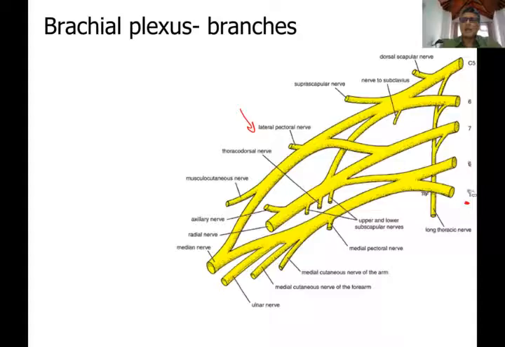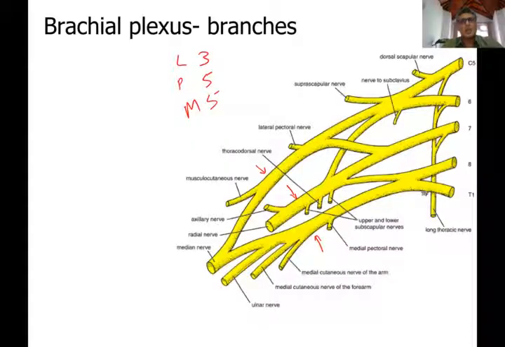Now, there are three main cords. There's a lateral cord here, then a posterior cord, and then a medial cord. From each cord, branches are given. From the lateral cord, there are three branches. Posterior cord 5, medial cord 5. So it's 3, 5, 5. That's how the branches are given: lateral cord, 3 branches; posterior cord, 5 branches; medial cord, 5 branches.